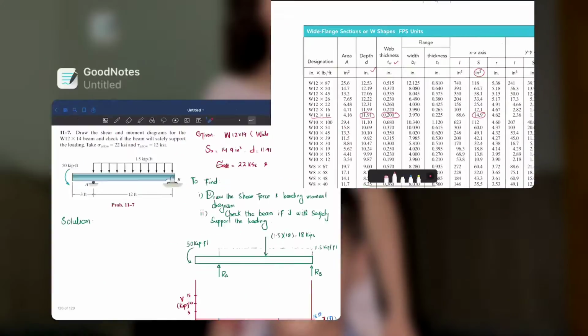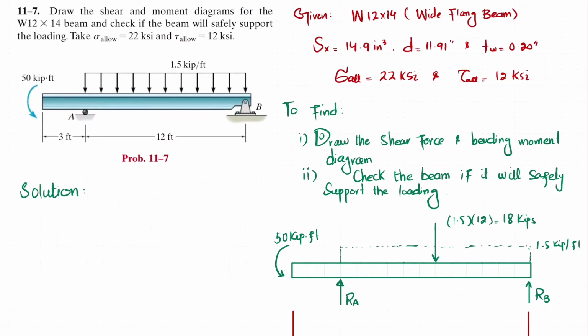I have already written those values over there, and the allowable bending stress is 22 ksi and shearing stress is 12 ksi. So we will draw the shear force and bending moment diagram, and then we will check whether the beam is safe or not. The first step in solving this problem is, if we remove the support at point A, definitely there will be a reaction force at point A, and if we remove the support at point B, there will be a reaction force at point B.